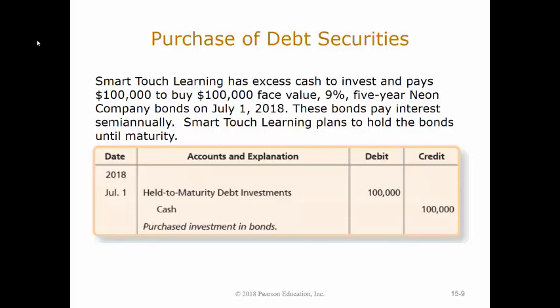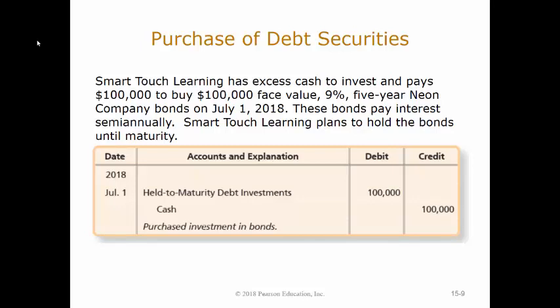Well, that last line is very important because we classify our investments in debt on our books based upon our intentions. So since we're planning on holding on to this bond for the entire 5-year life, it is going to be held to maturity. We'll call it a held to maturity debt investment.